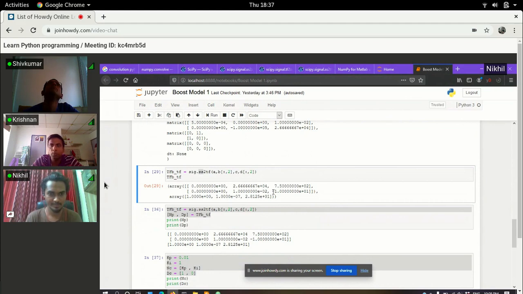Okay. I will just have a quick look at ss2tf in Python. Typically it will probably give the polynomial that is associated with this. I'll just quickly see what is that.